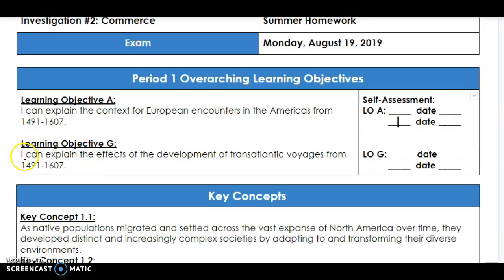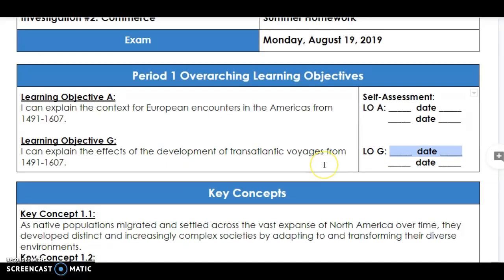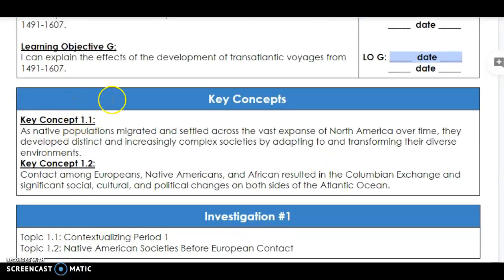Learning objective G, go ahead and take a look at that and then fill out the self-assessment up here. If you need more time, go ahead and just pause this little tutorial along the way. I'm just going to keep going through it.